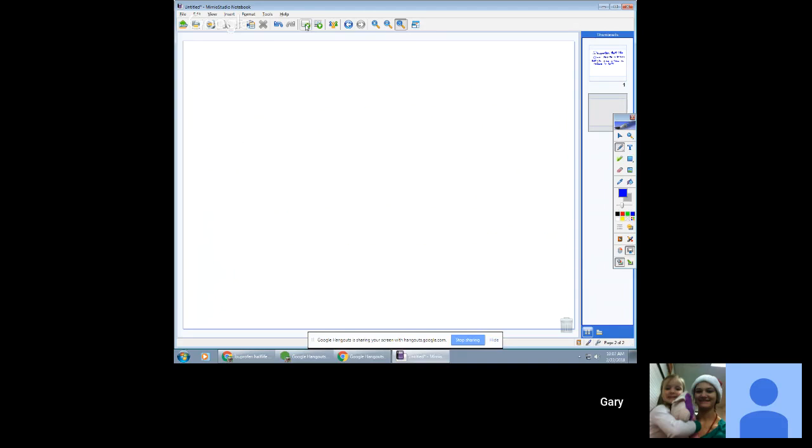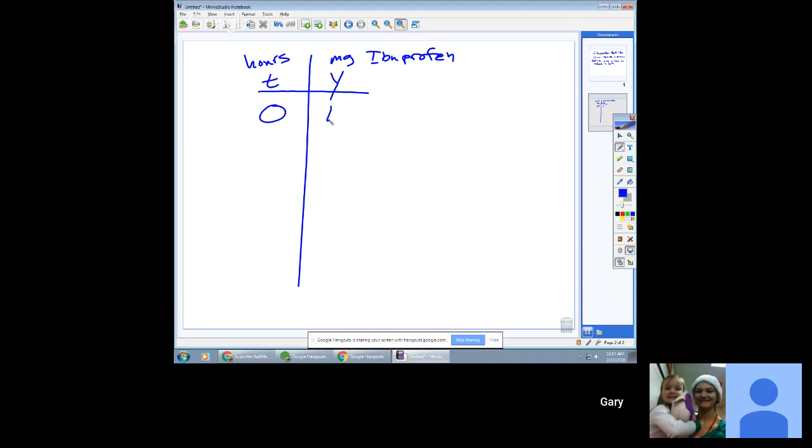As far as the table goes, I'm going to have time in hours. And I'm just going to call it Y because we use Y a lot. That's going to be milligrams of ibuprofen. So let's suppose we start off by taking a 100 milligram dose of ibuprofen. 2 hours later, because that's the half-life, how much is going to be there?